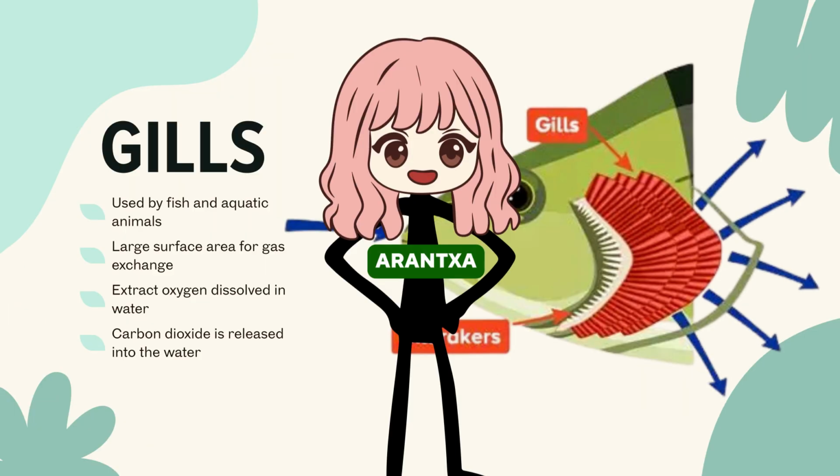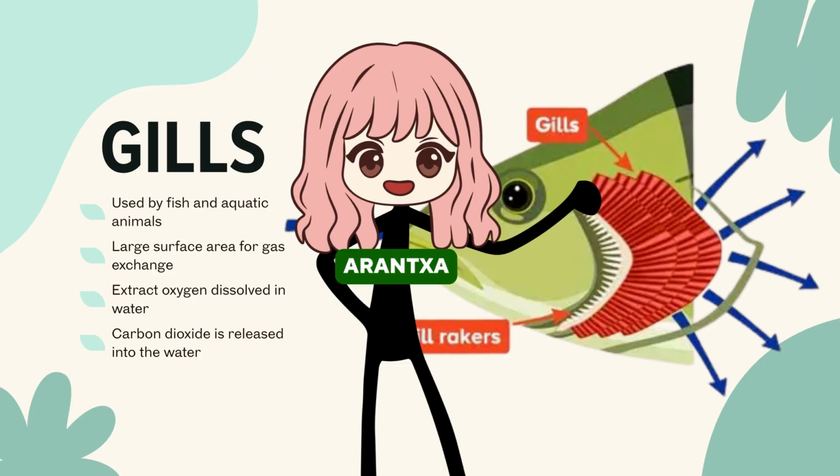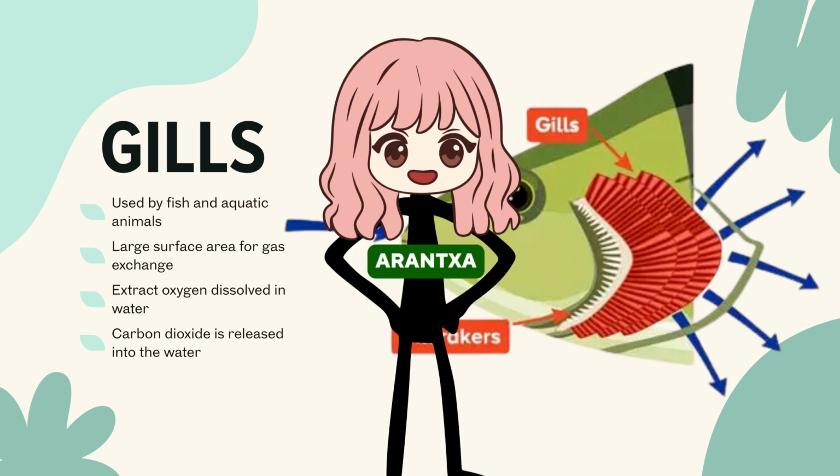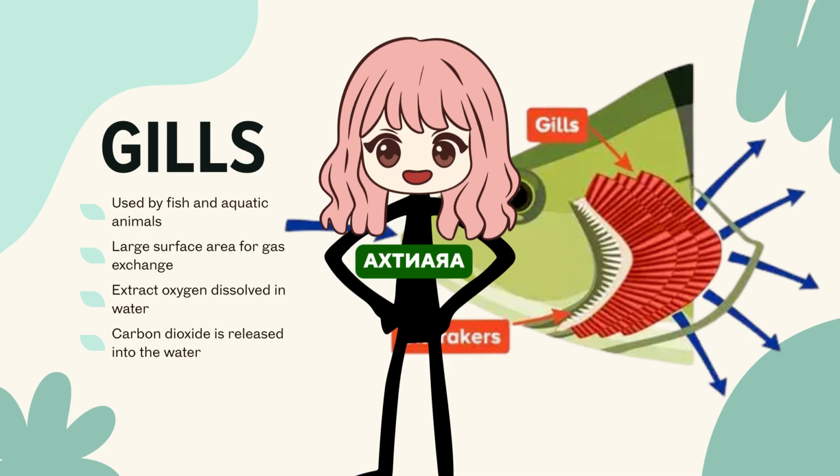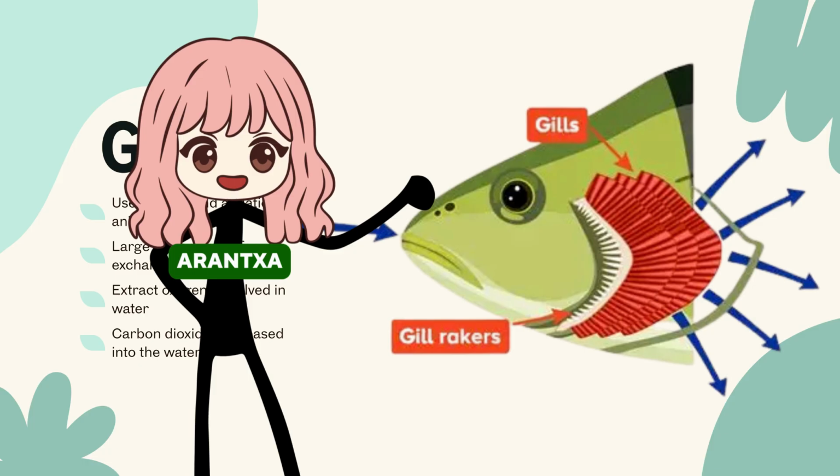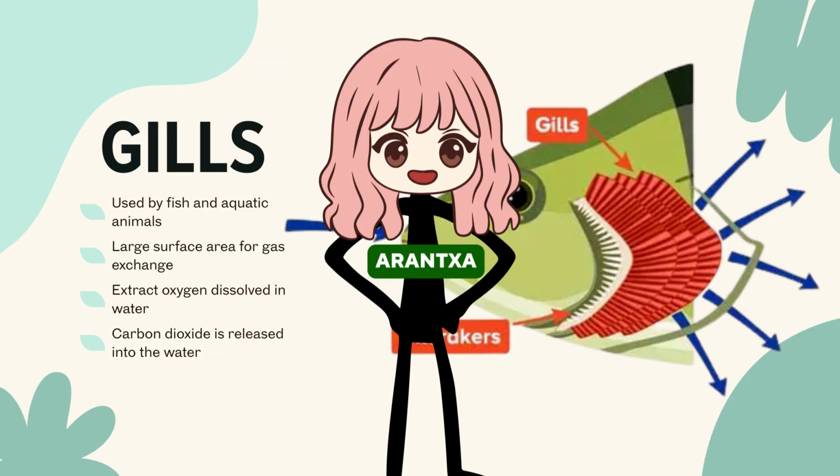As water passes over the gills, oxygen dissolved in the water diffuses into the bloodstream. At the same time, carbon dioxide diffuses from the blood into the water. This process allows aquatic animals to obtain the oxygen they need from their watery environment.